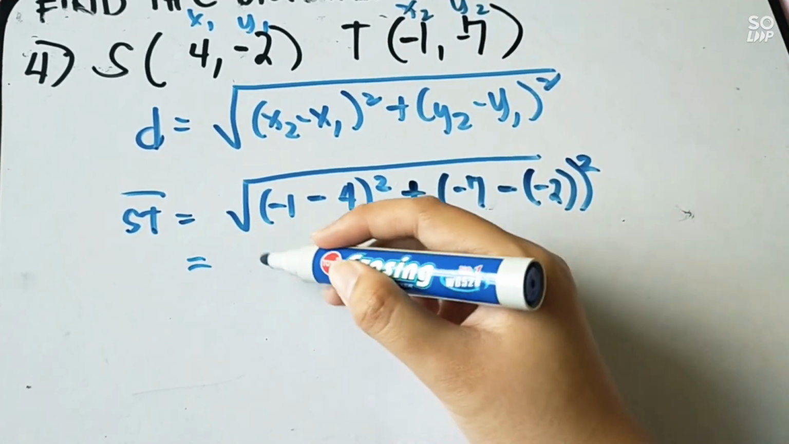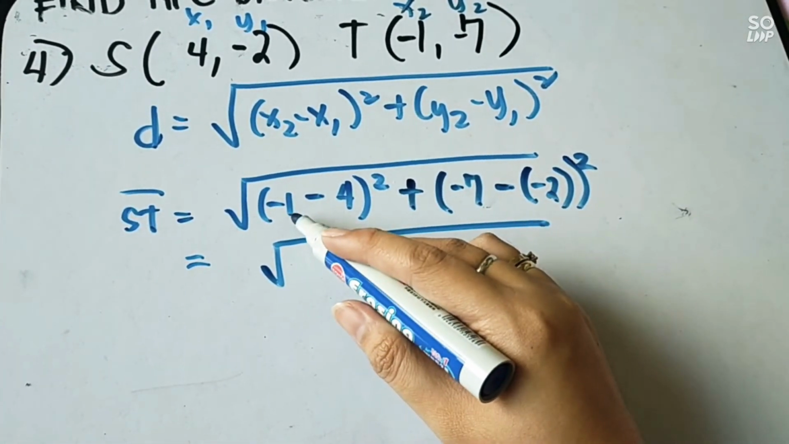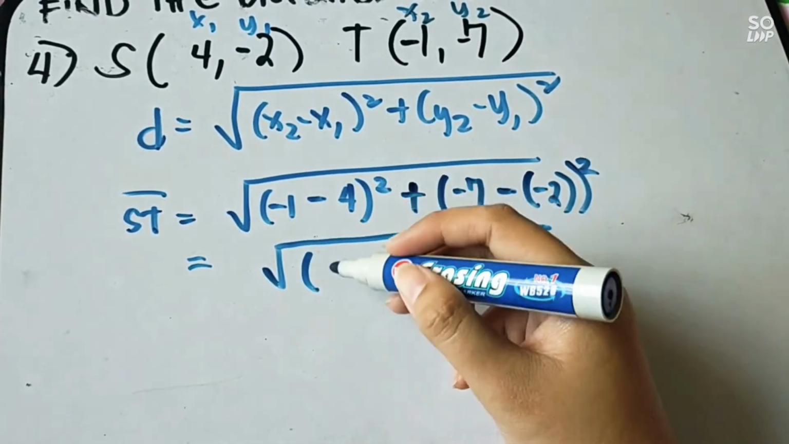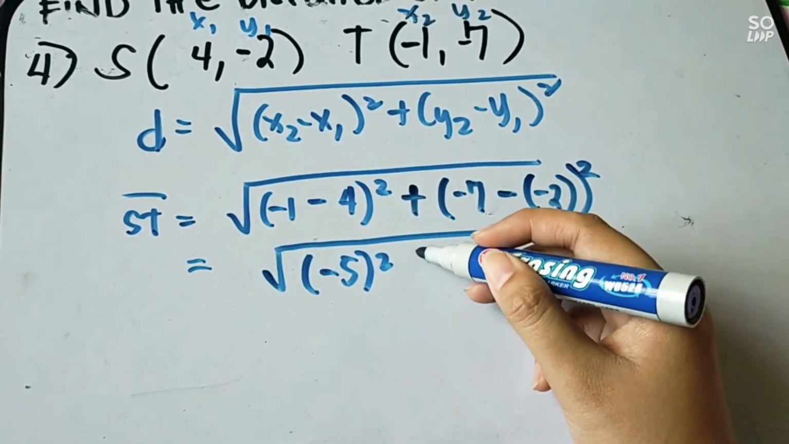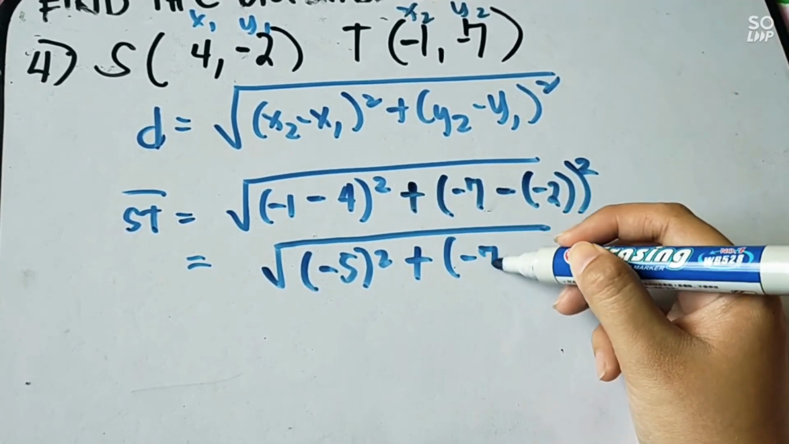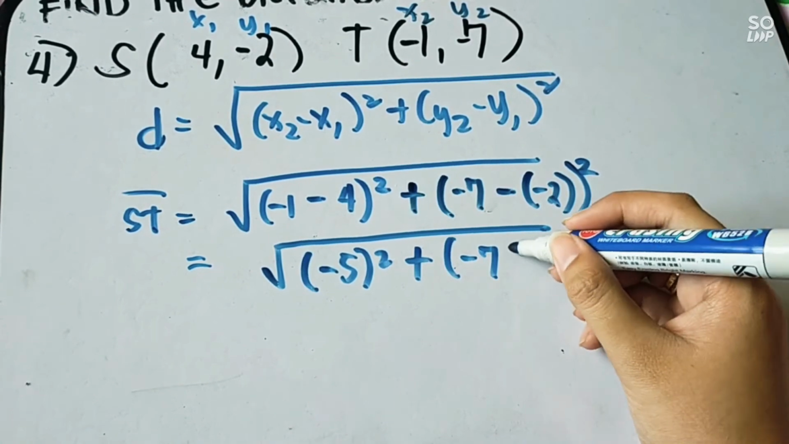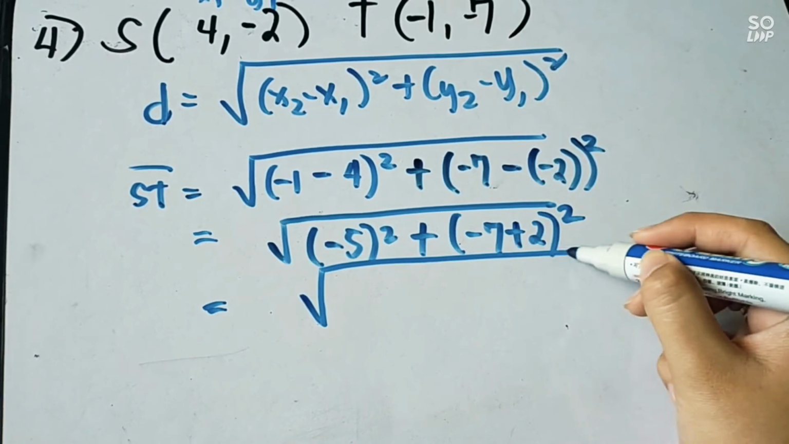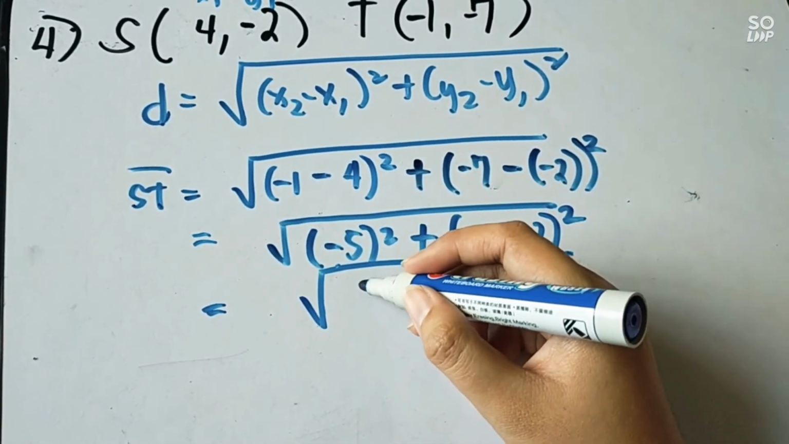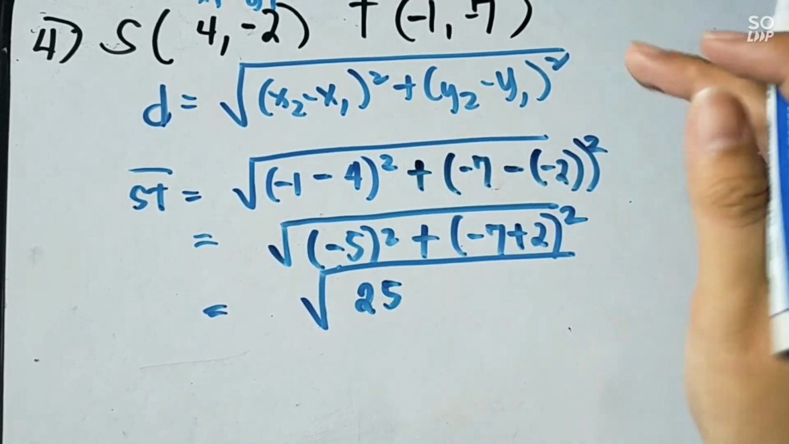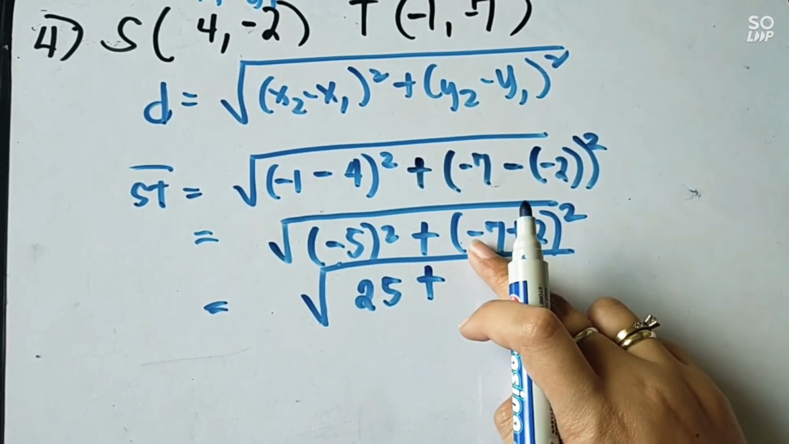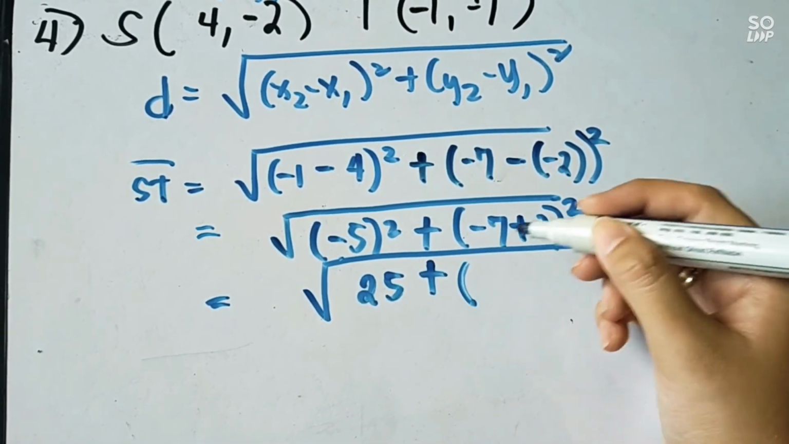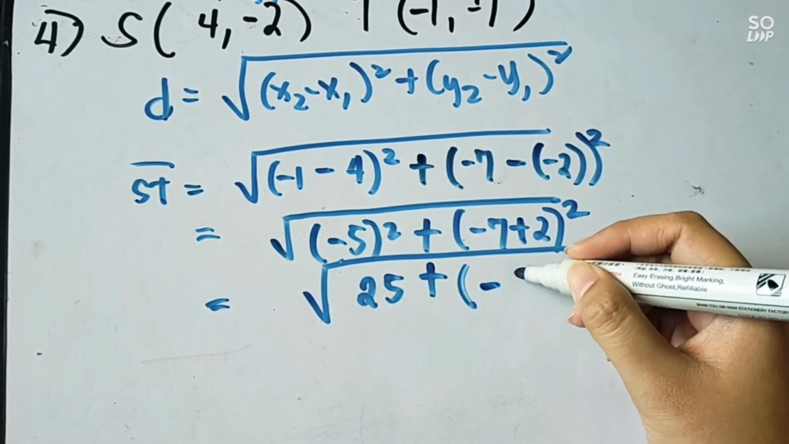Squared. It is equal to negative 1 minus 4. The answer, since same sign siya, you are going to add. Negative 5 squared. Plus, this one is negative 7. Ang dalawang negative magiging positive. That is positive 2 squared. Then simplify further. So we have here negative 5 squared. The answer here is positive 25, meaning 5 times 5. Plus, this one is negative 7 plus 2. Negative 7 plus 2, the answer here, just subtract, the answer here is negative 5.